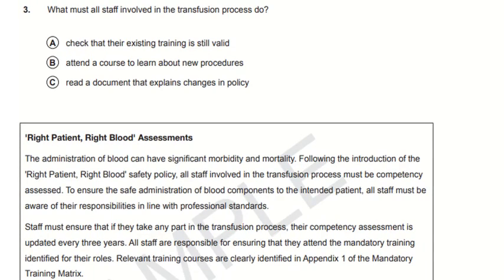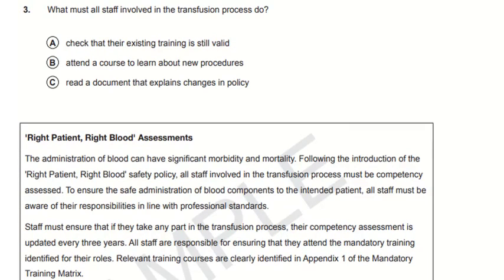Staff must ensure that if they take any part in the transfusion process, their competency assessment is updated every 3 years. All staff are responsible for ensuring that they attend the mandatory training identified for their roles. Relevant training courses are clearly identified in Appendix 1 of the mandatory training matrix.